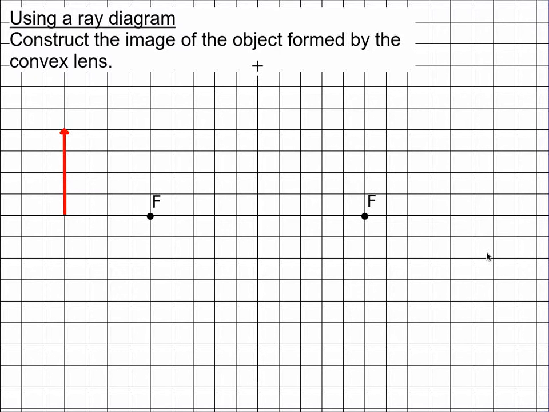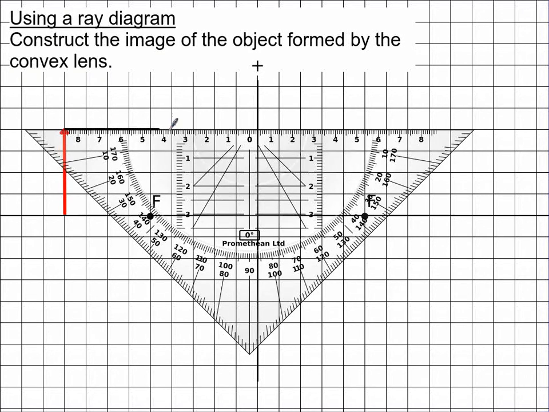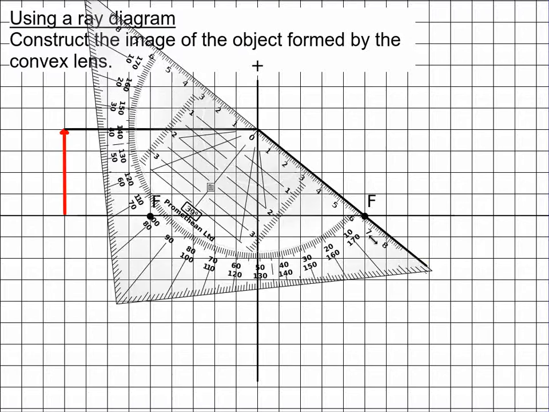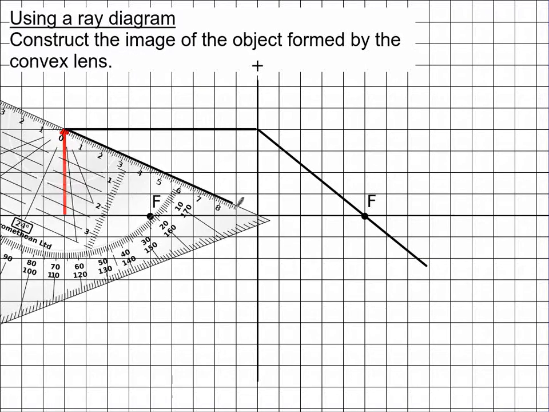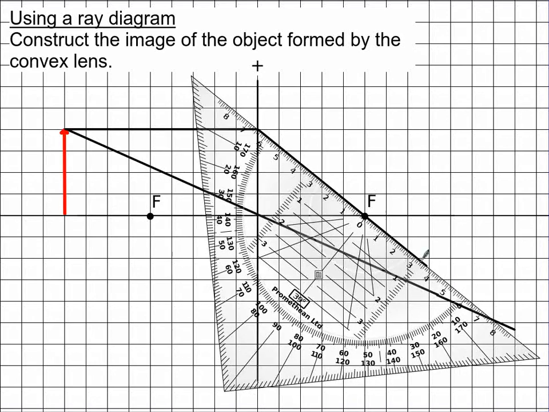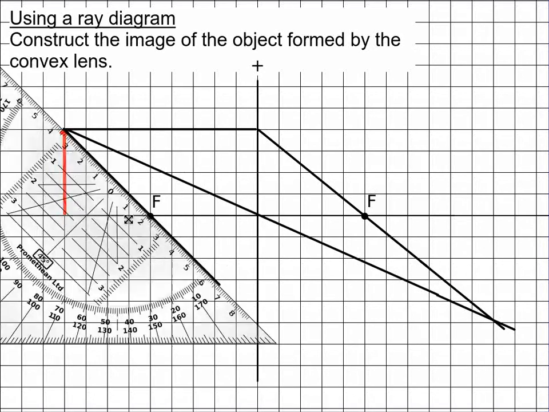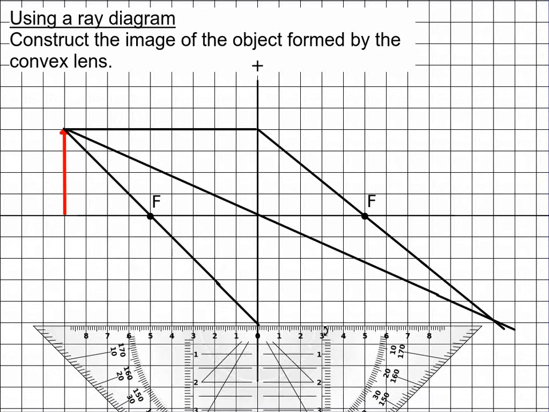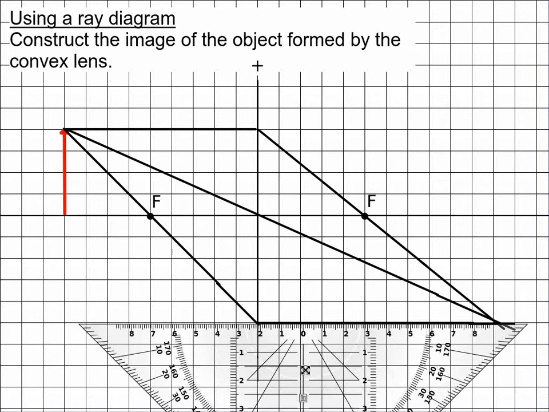Construct the image of the object formed by the convex lens. We can do this using the three principal rays. The first parallel to the optical axis through the focal point, the second through the optical origin, which continues in a straight line, and the third through the focal point, and then it is refracted parallel to the optical axis.